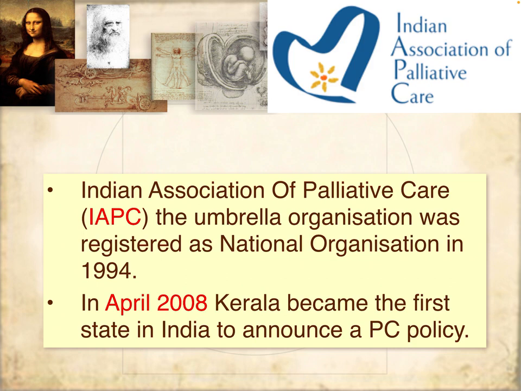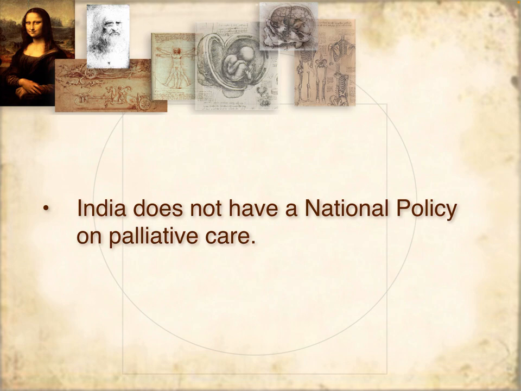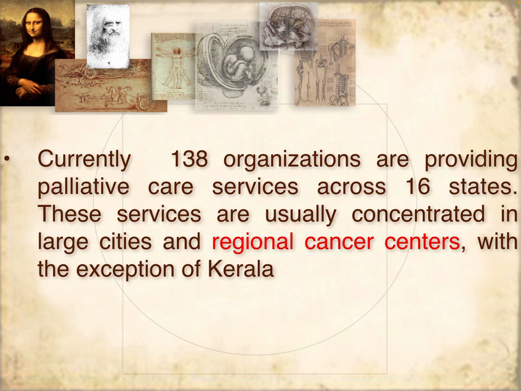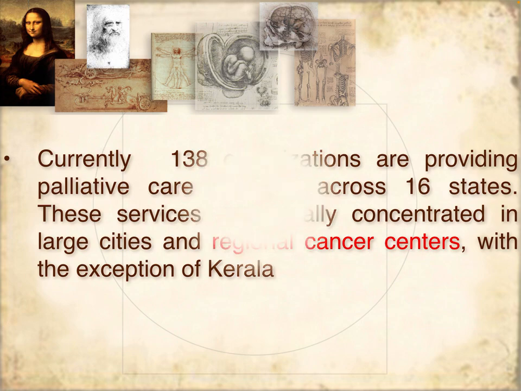In April 2008, Kerala became the first state in India to announce a palliative care policy. India does not have a national policy on palliative care. Currently, 138 organizations are providing palliative care service across 16 states. The services are usually concentrated in large cities and regional cancer centers, with the exception of Kerala.